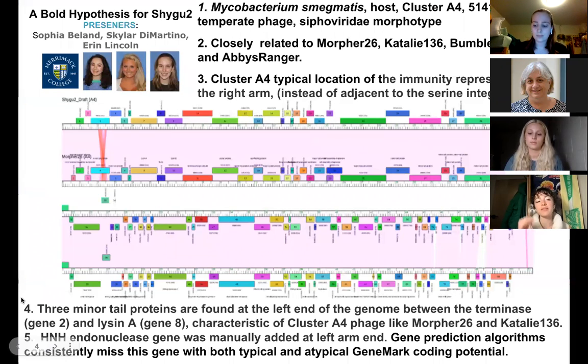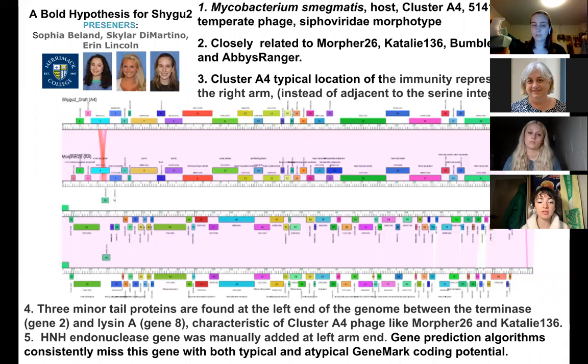So the first takeaway that we have from examining Shygu2 bacteriophage is that it is a temperate phage identified on Mycobacterium smegmatis, and it has a 51,410 base pair genome and is part of the A4 subcluster, along with Morpher 26, Cataly 136, Bumblebee 11, CC, and Abby's Ranger, Shygu2's closest relatives.